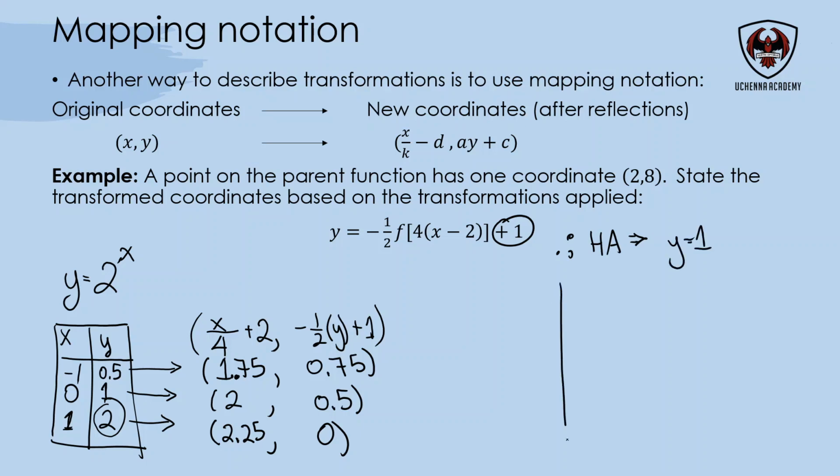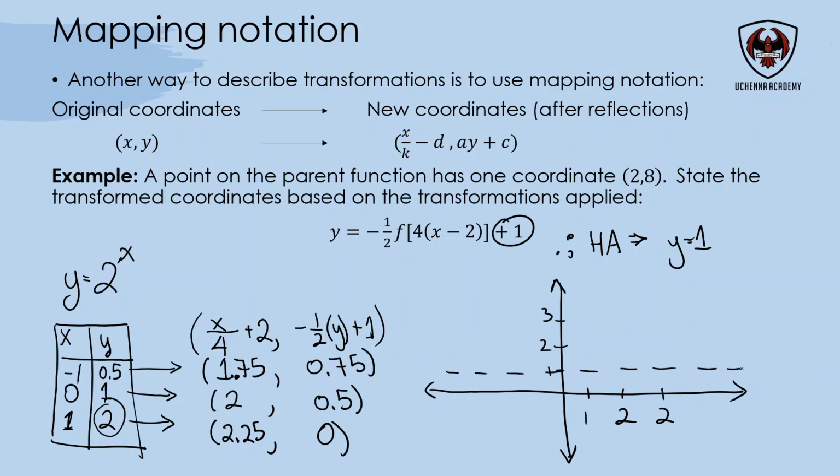So now if I go about sketching this function, I know what my coordinates are. So I'm going to have 1, 2, 3, and same thing here, 1, 2, 3. And really what I need is my horizontal asymptote at y is equal to 1. So I'm going to sketch that first. There it is. And then I'm going to sketch my function, my points.